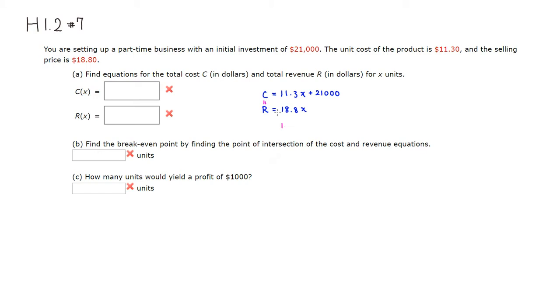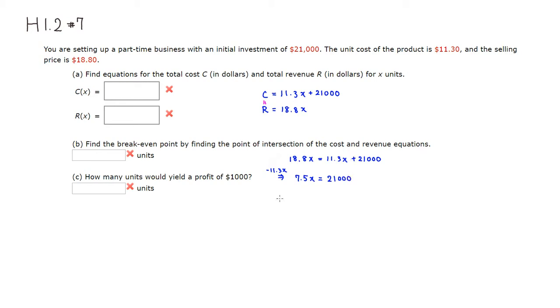So we have 18.8x is equal to 11.3x plus 21,000. I'm going to move 11.3x over to the other side by subtracting 11.3x from both sides. So 18.8 minus 11.3 gives 7.5x is equal to 21,000.